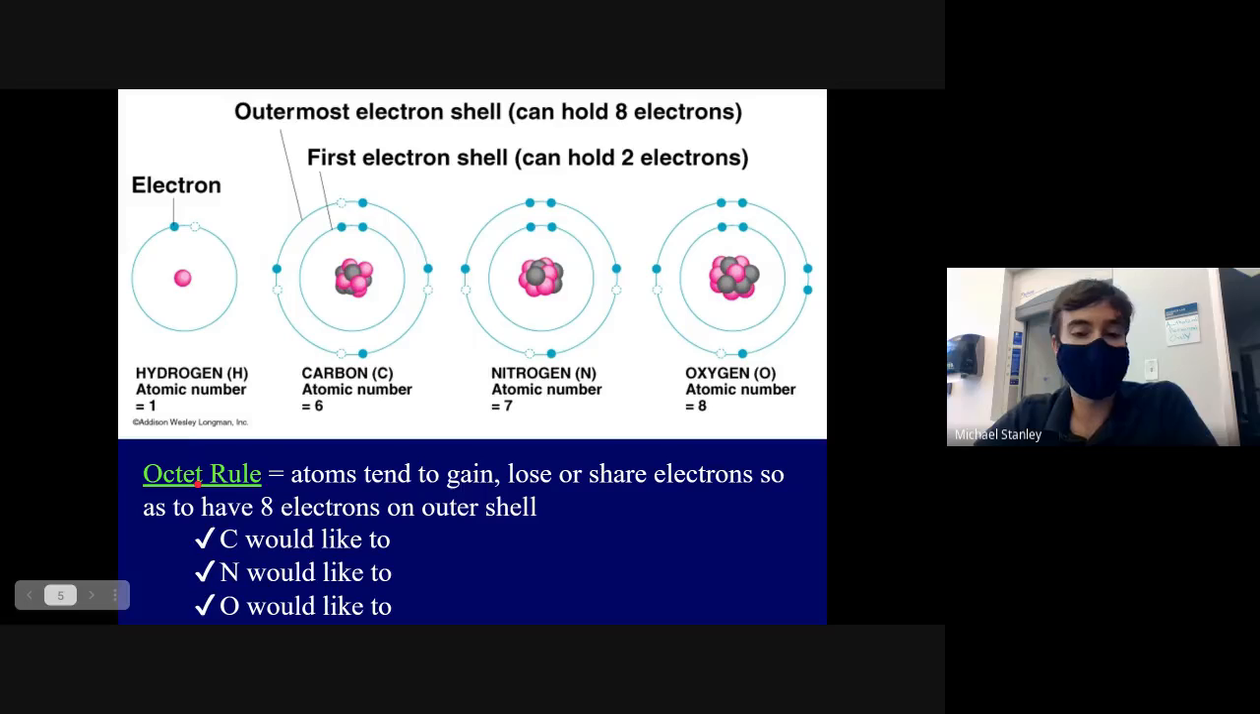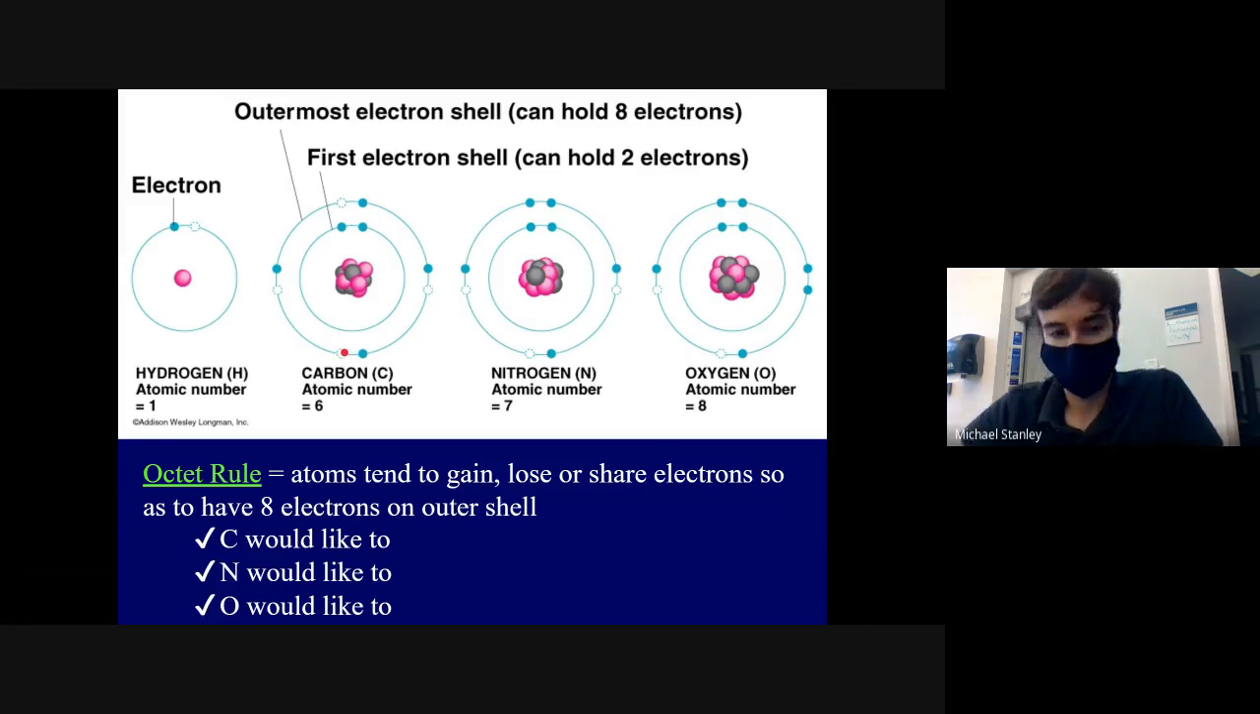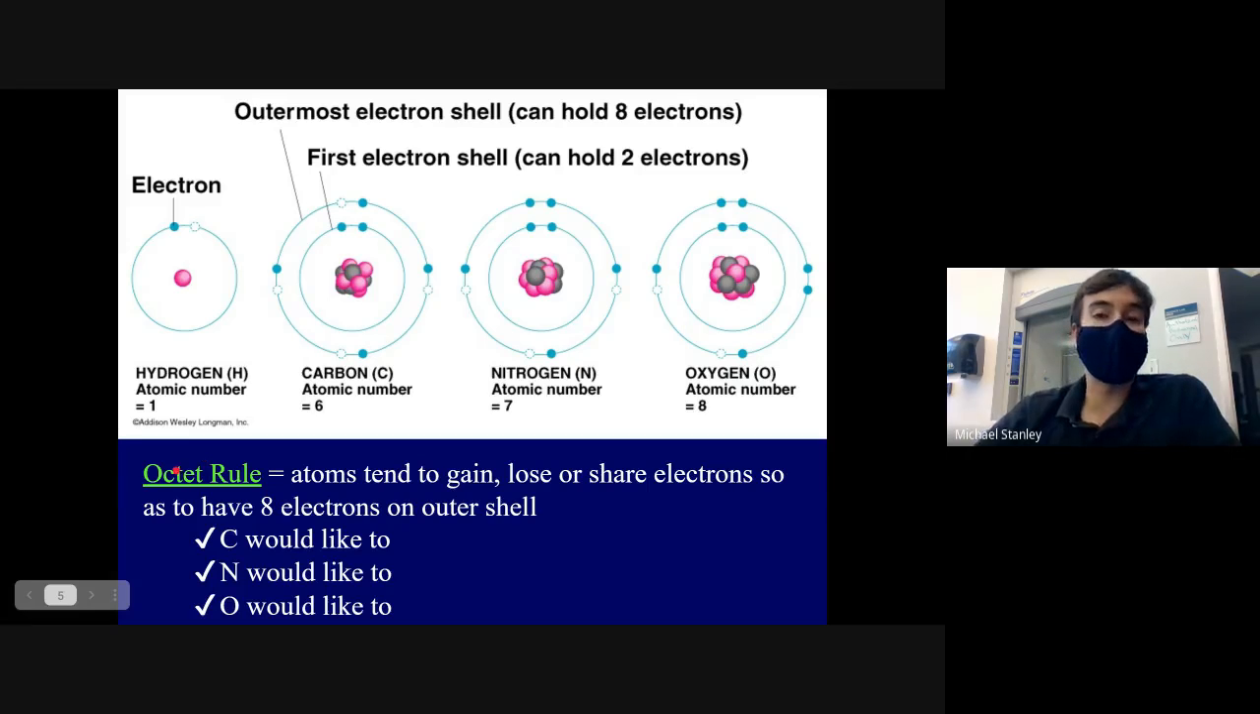The Octet Rule says that atoms want to do whatever they can so they can have 8 electrons on their outer shell. Some atoms will gain electrons, some will lose electrons, or some will share electrons with other atoms so that they can get up to 8 electrons. They really want this outer shell to be full. That's what the Octet Rule says.